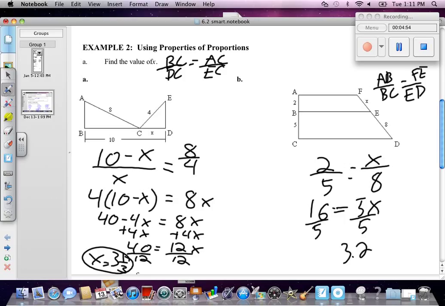3.2. Is there anything else you want me to explain, or you feel okay going on to the next one?